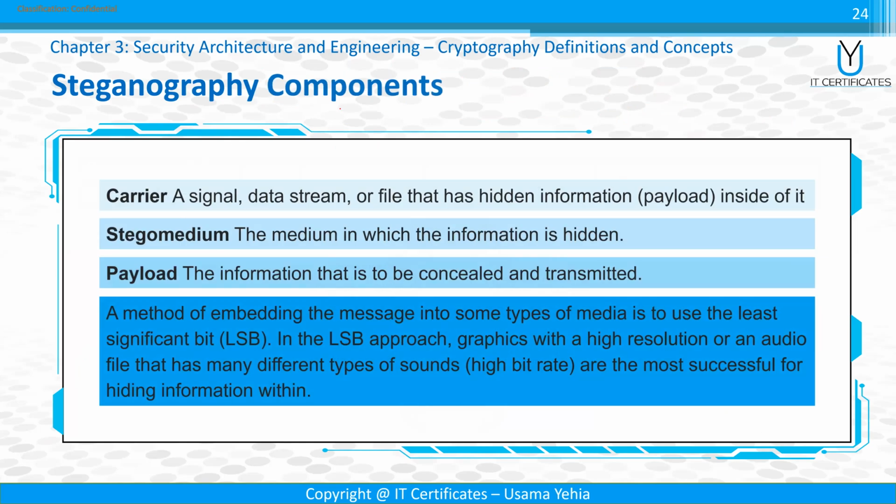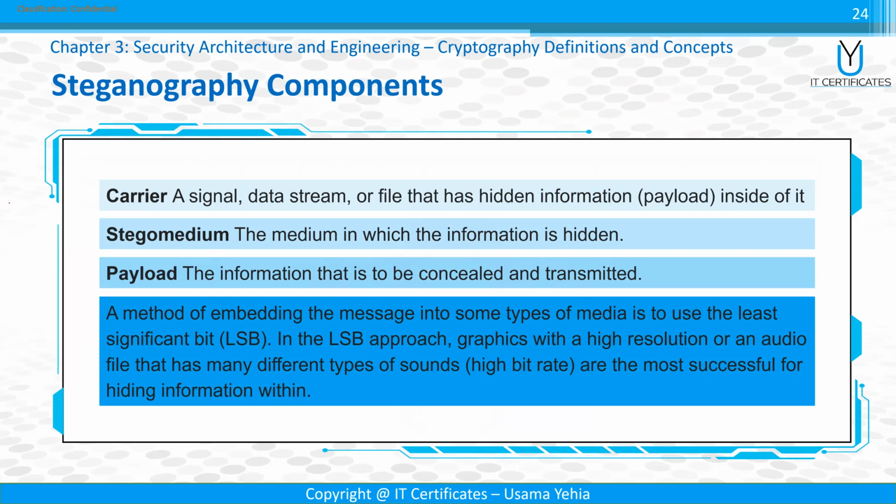What are the components of steganography? Number one, you must have a carrier. What is a carrier? A carrier is a signal, data stream, or file that has the hidden information payload inside of it. It may be a picture, an image, or an audio file, which will contain the original message which you want to hide.